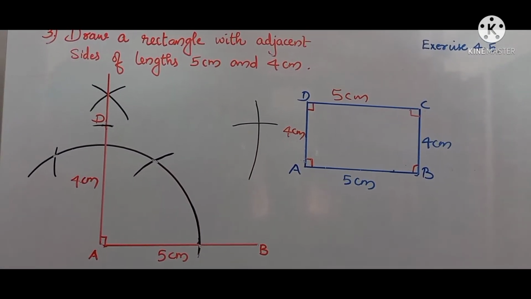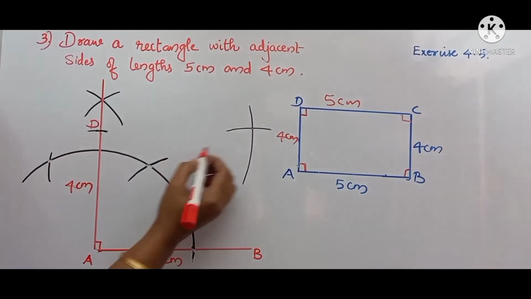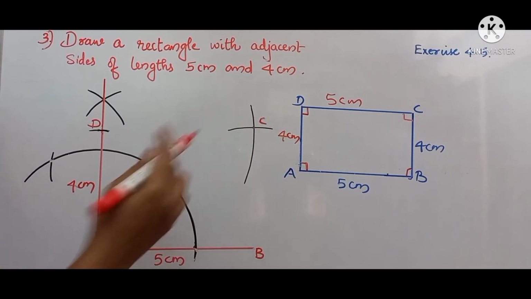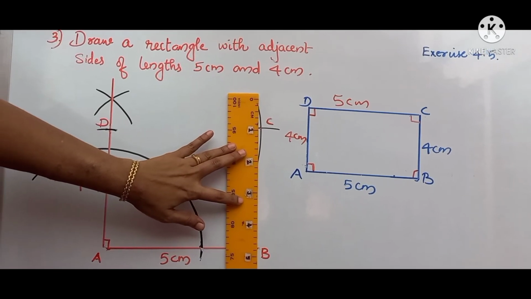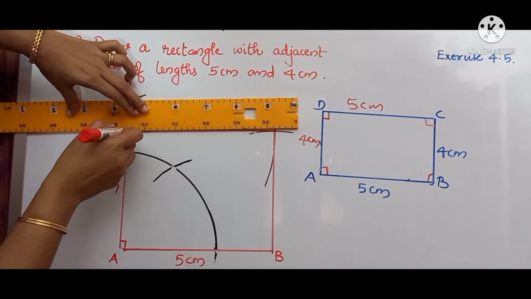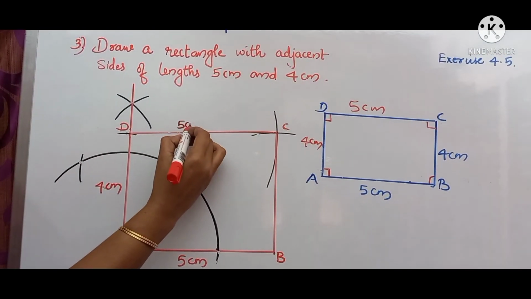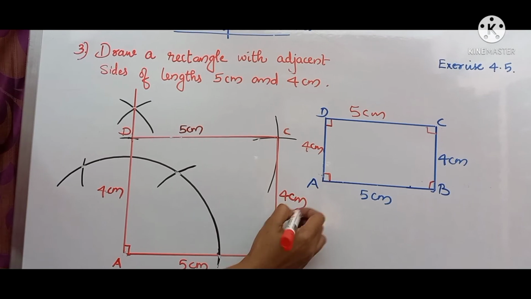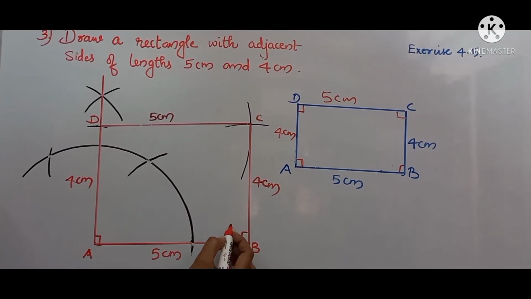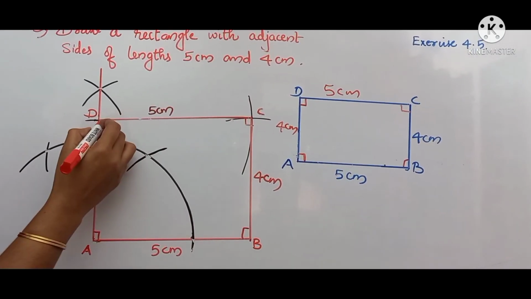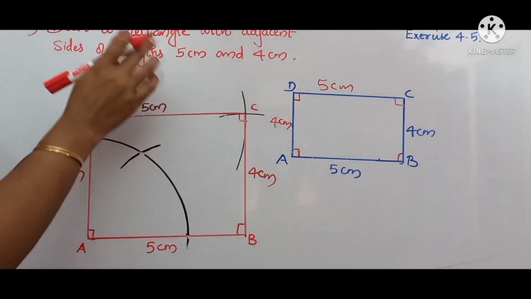And now we have got this point of intersection. Here A, B, D is there, then that point is C. Then we have to join these points BC, C and D also. And it's a rectangle, so opposite sides are equal. We can write that 4 centimeters here, and all angles 90 degree. Here also 90 degree. And ABCD is our rectangle.